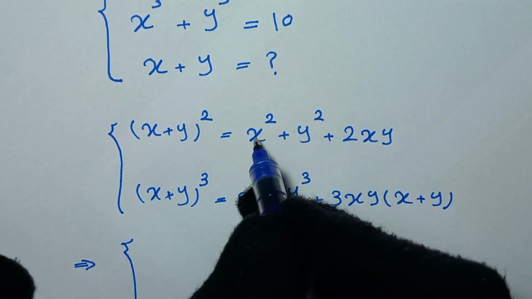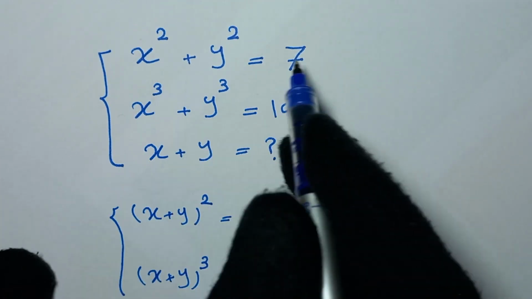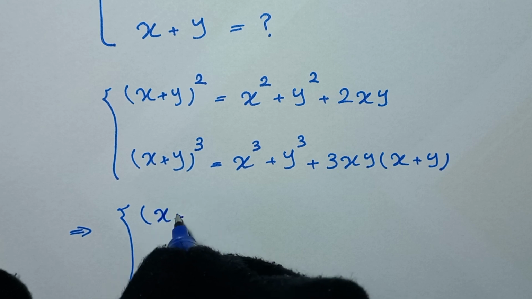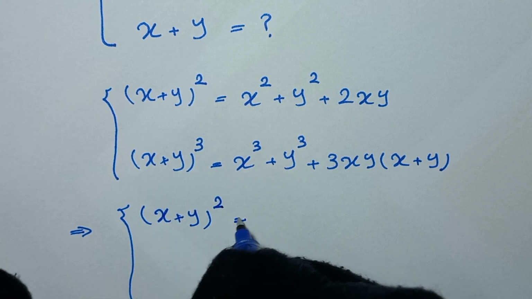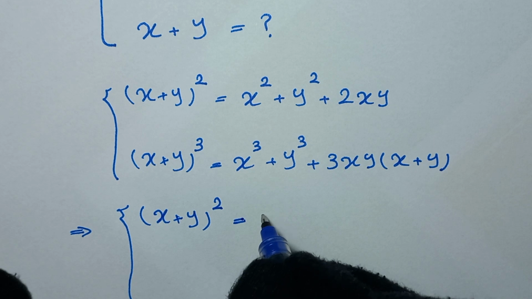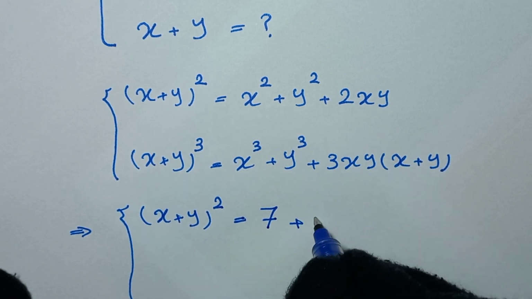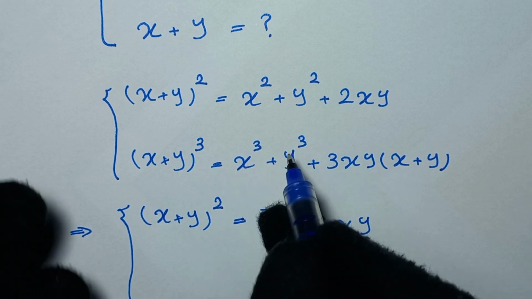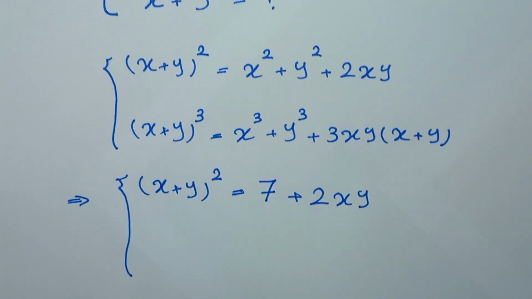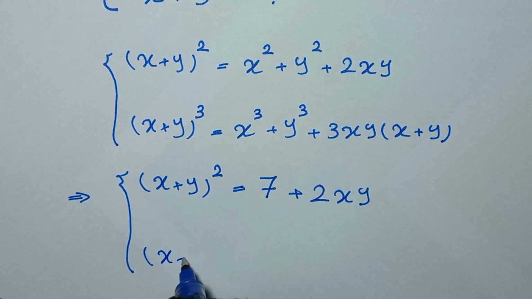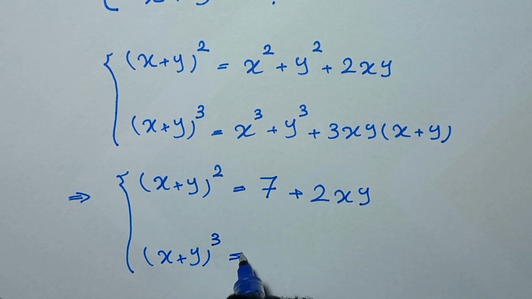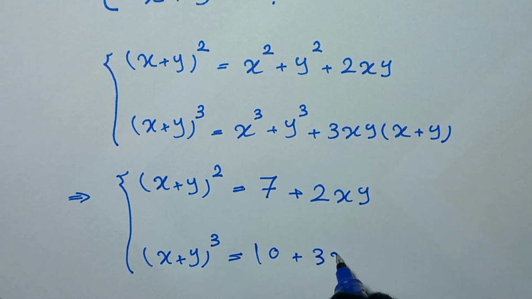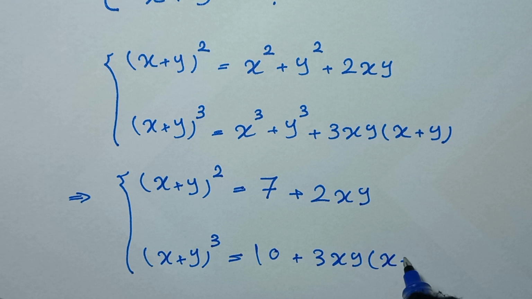We have x squared plus y squared, and this is equal to 7, right? So we write here (x plus y) to the power of 2 is equal to x squared plus y squared, which is 7, plus 2xy. And here we have x cubed plus y cubed, and this is equal to 10. So here, (x plus y) to the power of 3 is equal to 10 plus 3xy times (x plus y).